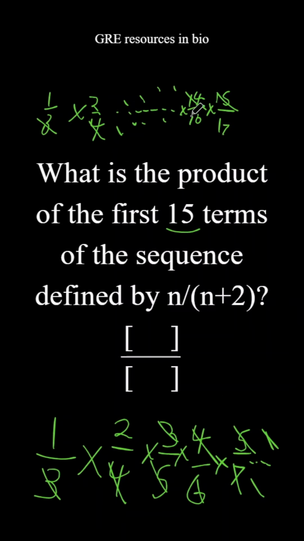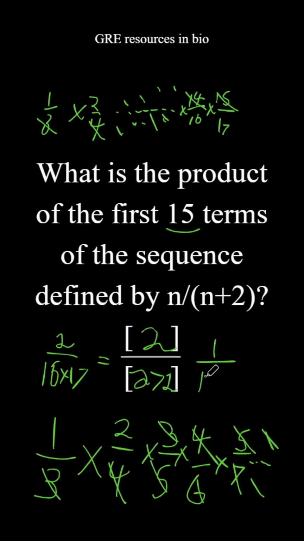Well, the 14s and the 15s were going to be canceled out by those previous 2 terms, but the 16 and 17 remain. So the final answer should be 2 times 2 over 16 times 17, which is going to be equal to 2 over 272. Now, in the GRE, you are not required to simplify your fractions, so you could also submit 1 over 136. Both would work in the GRE.